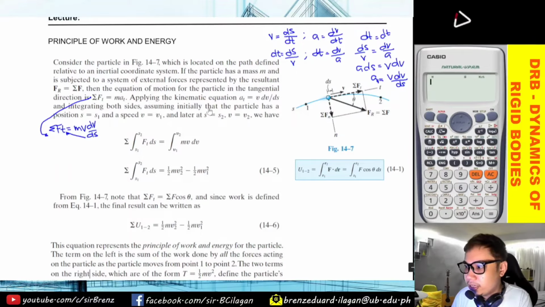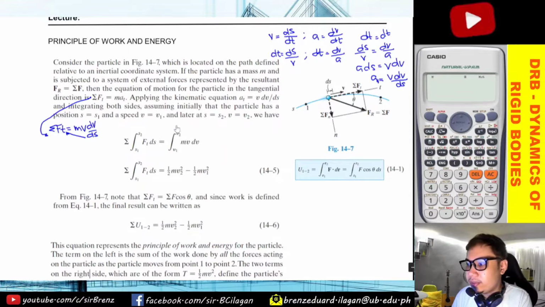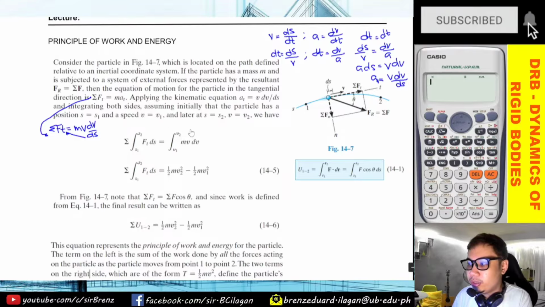So, ito explain rin naman. Assuming initially that the particle has a position of s, which is s sub 1, ito lower limit, and the velocity v is equals to v sub 1. Okay, so the lower limit of both integral sides. And later, yung s mo will become s sub 2, and yung v is the velocity at point 2. So the equation will be like this. Okay?